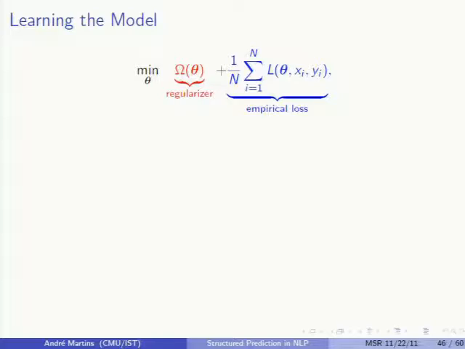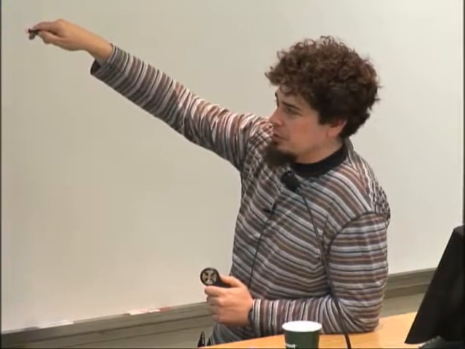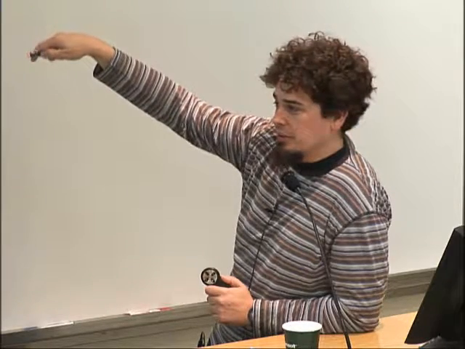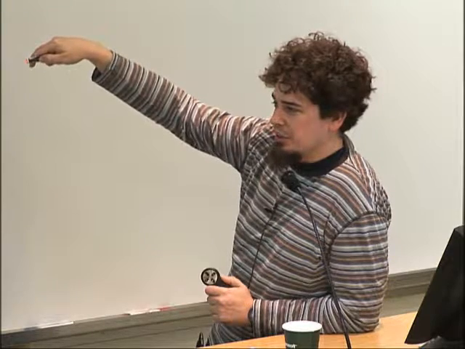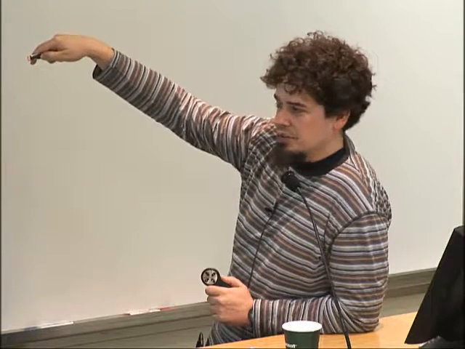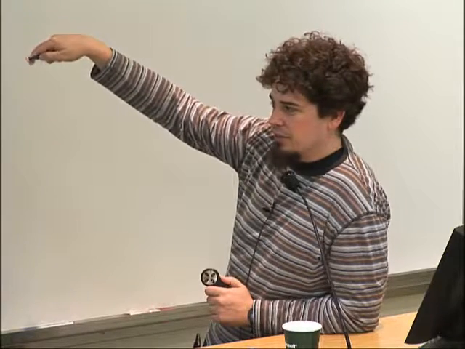So recall that this is the problem that we want to solve. We're going to solve it using an online proximal gradient method. So this is similar to things like stochastic gradient descent, but with a small twist. We are only taking gradients with respect to the loss function, and we are doing proximal steps with respect to the regularizer, okay? And so at each point, we take a training pair, do a gradient step looking at the loss for that example, just like stochastic gradient descent, and then we do a proximal step that looks at the regularizer.